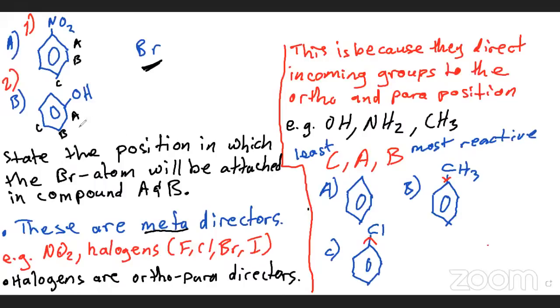So you can put it at the ortho, or if you want, you could put it at the para. Wait, that would not be para. If the OH is here, para would be out here. If you're putting ortho and para, don't put them on the same compound. So you draw one with ortho, as I did here, and one with para. Don't put ortho and para on the same compound.